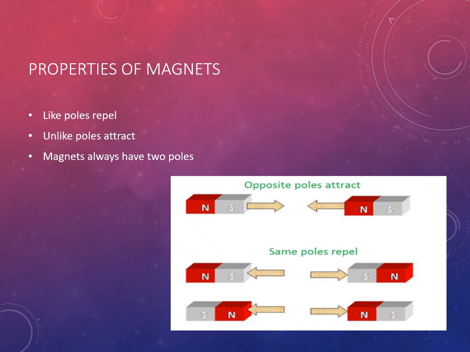Sometimes they will ask objective kinds of questions, sometimes one-word question answers from these properties of the magnet. So at that time you should know that S represents the south and N represents the north.